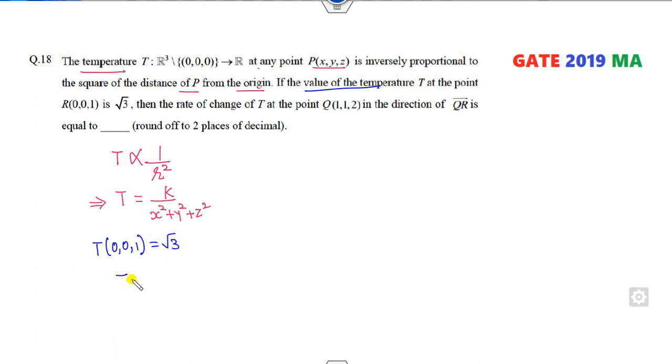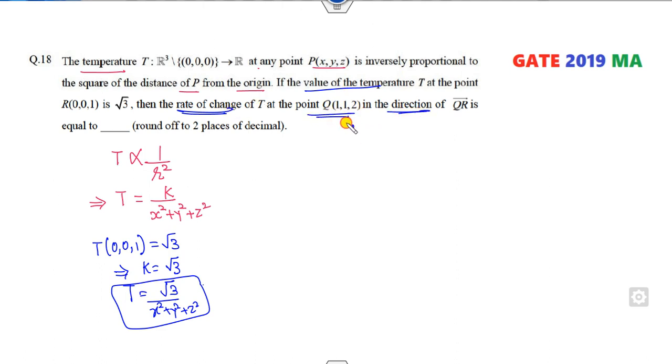So if I substitute here, what will happen? k is root 3. So what is the temperature? The temperature will be root 3 over x square plus y square plus z square. Fine. Now the rate of change at the point in the direction of this. Basically they are talking about the directional derivative. So the gradient of T dotted with the unit vector of QR. Firstly I can find the position vector of QR. That is r minus q. r is this, q is this. So I can say it's 1 i cap, 1 j cap, 1 k cap.